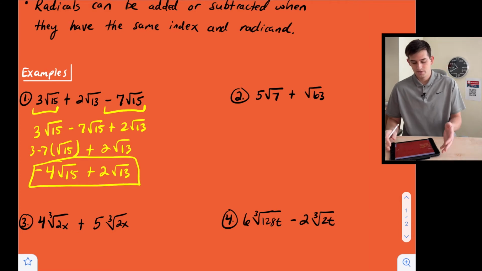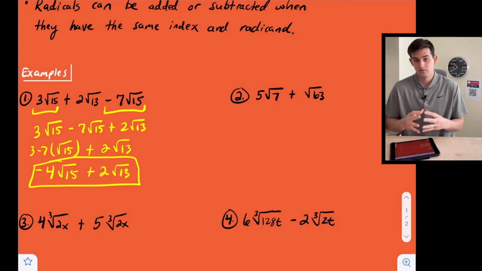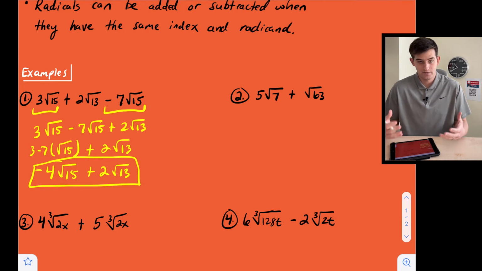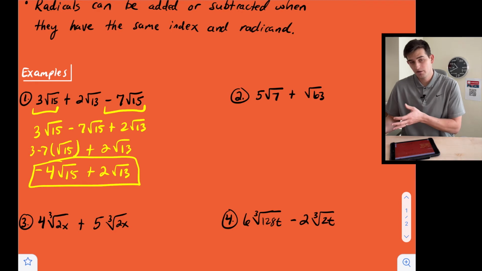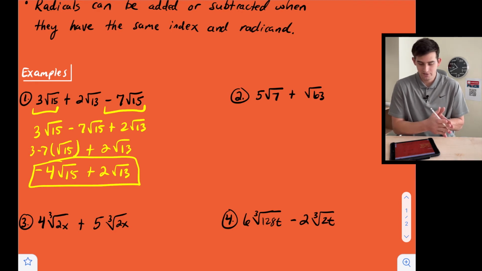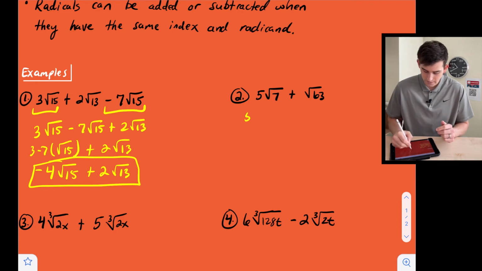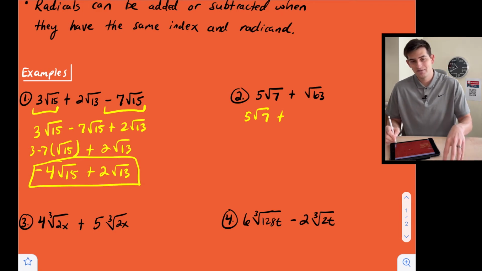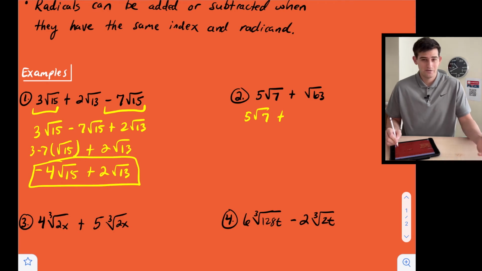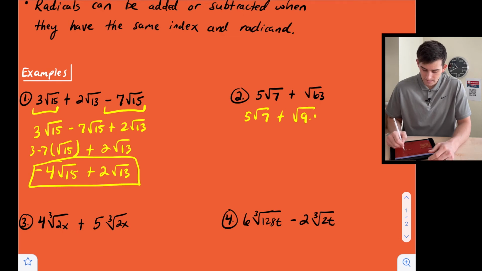All right, let's look at number 2. We don't have two like radicals right off the bat, but we can simplify one of our radicals to give us like radicals. We have 5 root 7, and we can't do anything else with that. But what would be nice is if we can change the square root of 63 to something root 7. Thinking about factors of 63, 7 is a factor, and we could do 9 times 7.